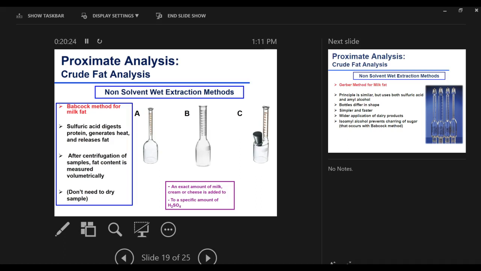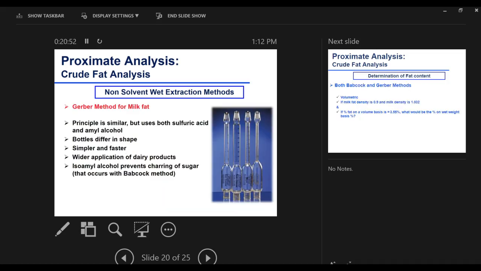It can be used for other types of products too. It cannot be used with samples that are high in sugar, because the sugar gets burned and causes charring. I mean, it will be black and then it will be hard to read. So you cannot use it with chocolate with high sugar, for example, or added sugar.